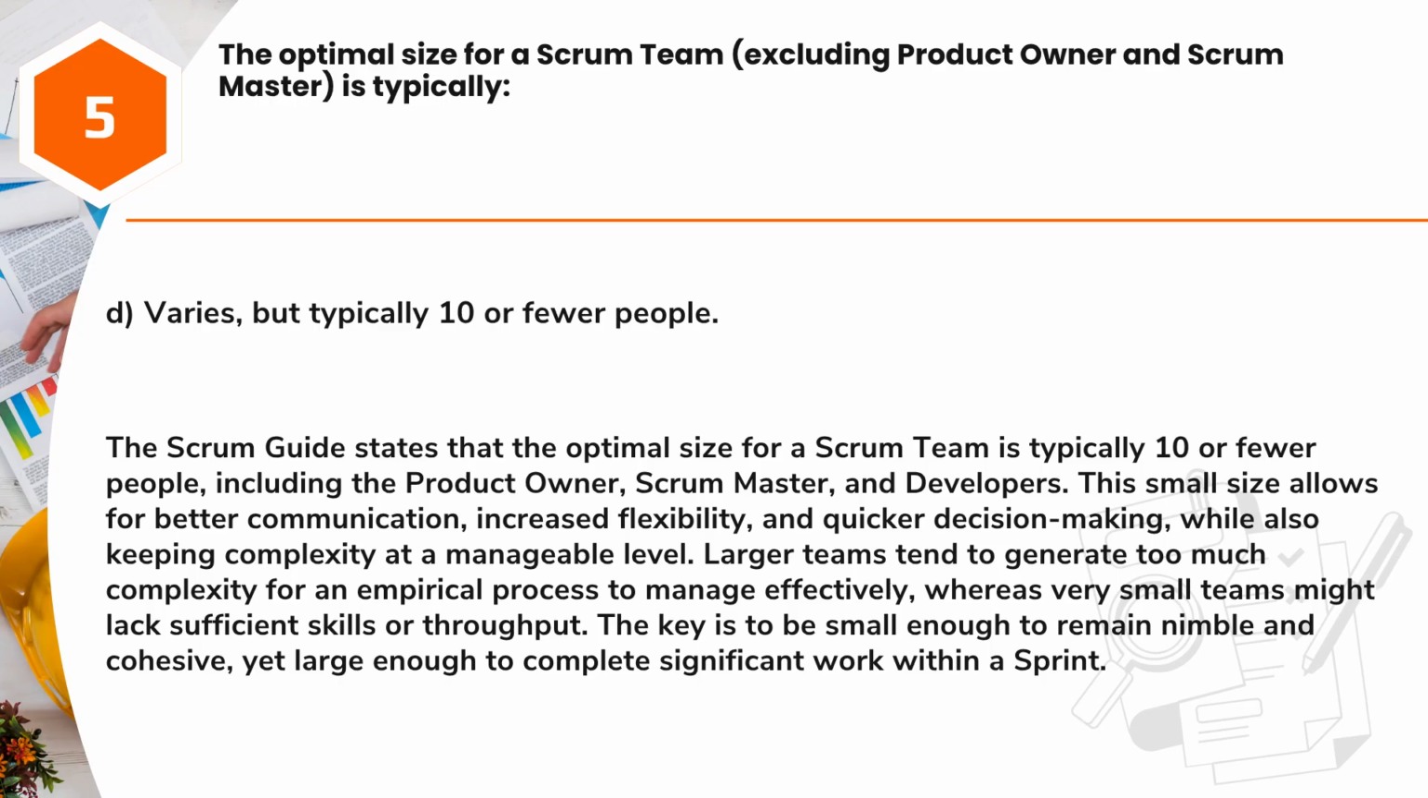The Scrum Guide states that the optimal size for a Scrum team is typically 10 or fewer people, including the product owner, Scrum Master, and developers. This small size allows for better communication, increased flexibility, and quicker decision-making, while also keeping complexity at a manageable level. Larger teams tend to generate too much complexity for an empirical process to manage effectively, whereas very small teams might lack sufficient skills or throughput. The key is to be small enough to remain nimble and cohesive, yet large enough to complete significant work within a sprint.